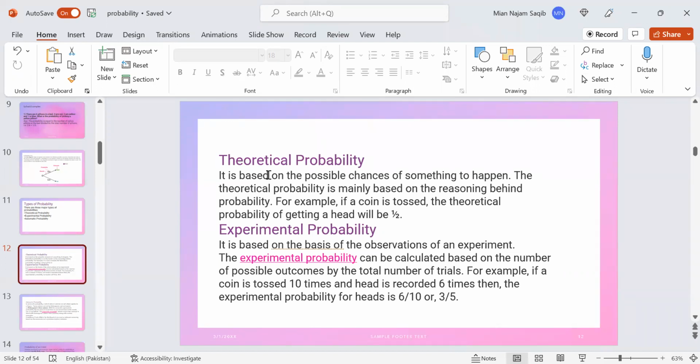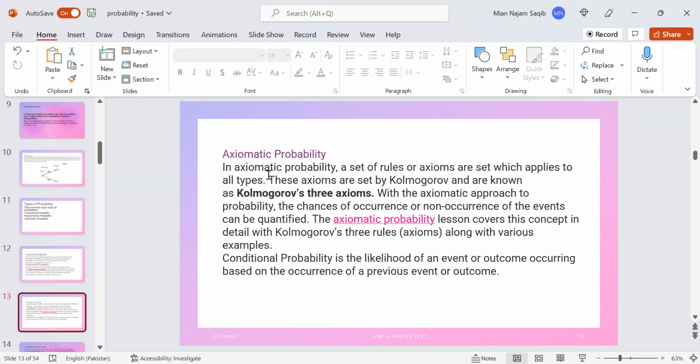An experimental probability is based on observations of an experiment and can be calculated as the number of possible outcomes divided by the total number of trials. For example, if a coin is tossed 10 times and a head is recorded 6 times, then the probability for heads is 6/10 or 3/5, simplified.